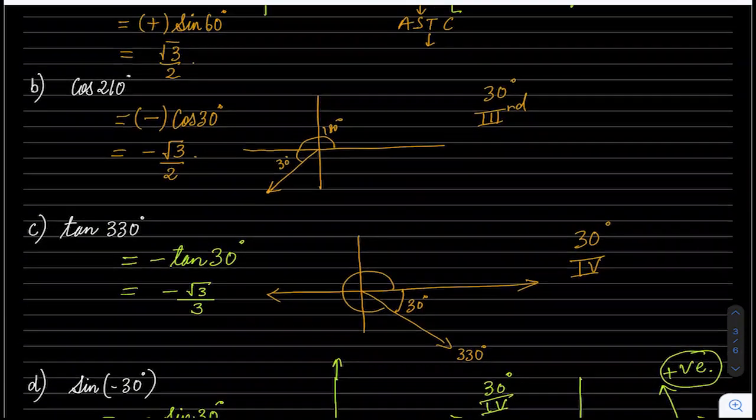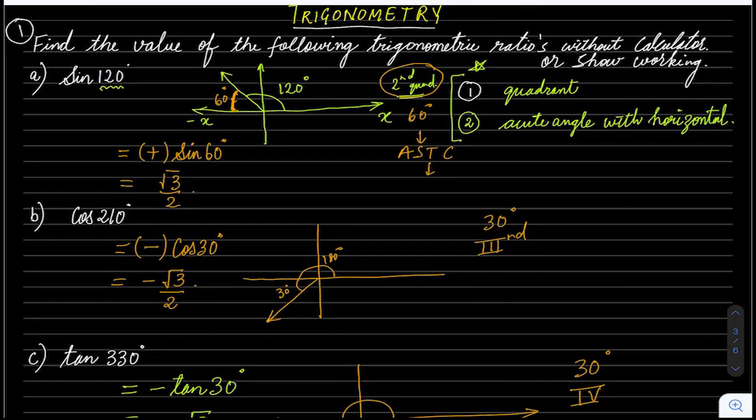Okay, so this is it for this topic. Just remember three things. You have learned three things in this. First thing is, you can always add 360 degrees or subtract 360 as many times as you want in any angle. It does not change the value. Second thing is, to solve these kinds of questions, what you need to know is the quadrant and the acute angle with the horizontal. Just with some little practice for 4 or 5 minutes, everything will be fine. You will be very comfortable in solving these questions.